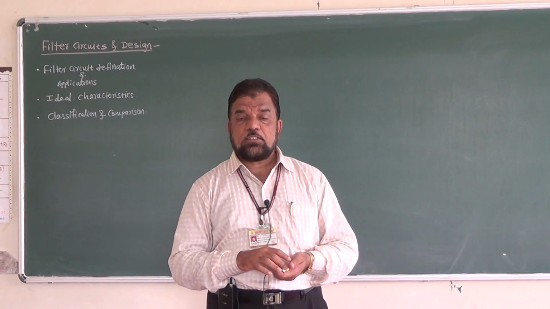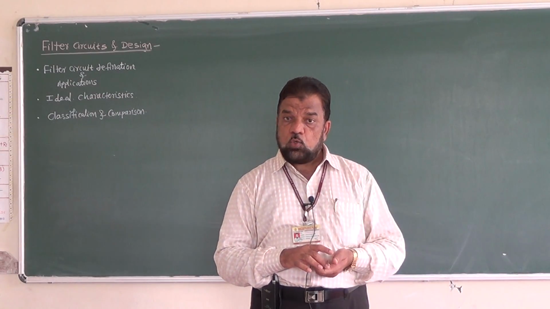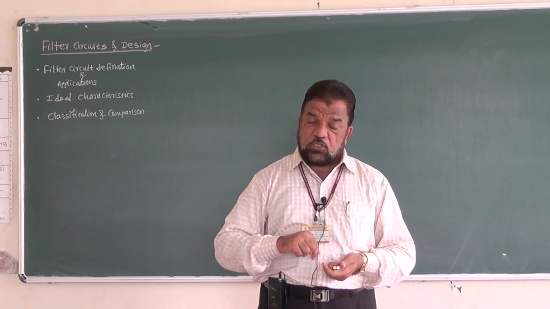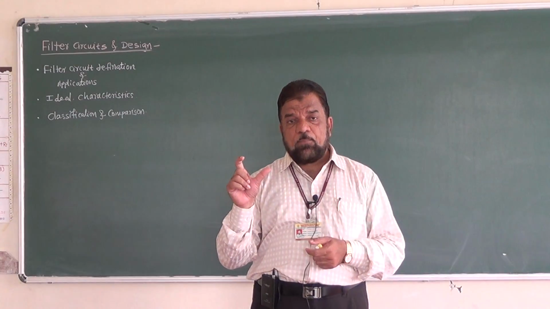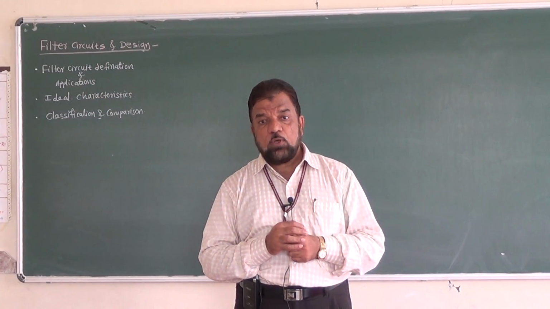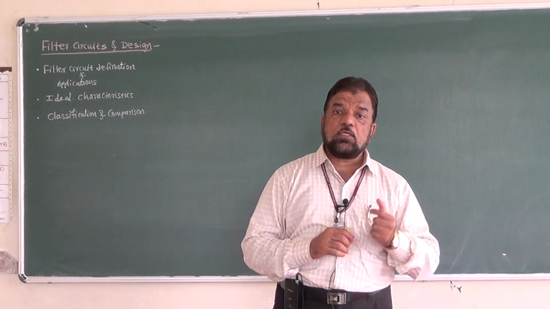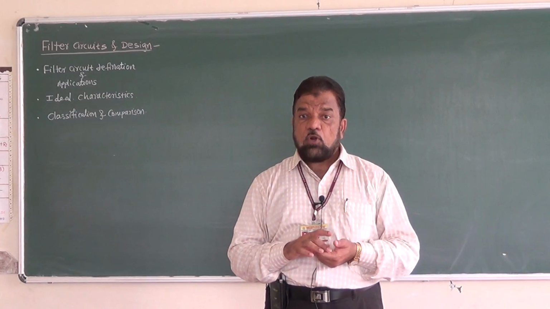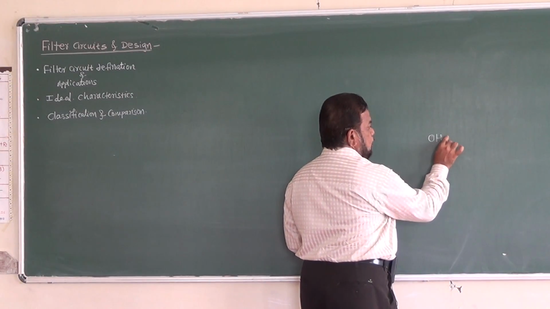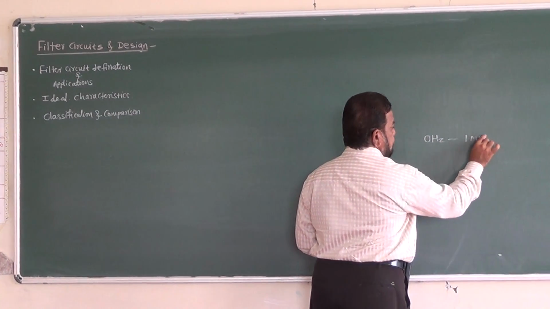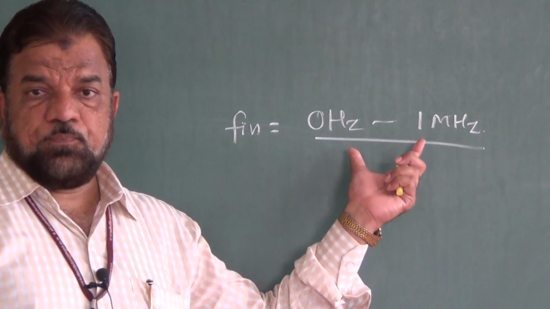In these filter circuits, the basic objective is to separate the frequency range. So a filter circuit in electrical circuits is defined as a circuit which transmits a particular range of frequencies, whereas it stops or attenuates some other frequency range. For example, if I am having a signal with frequency range 0 Hz to say 1 megahertz, that is the input signal with this frequency range.